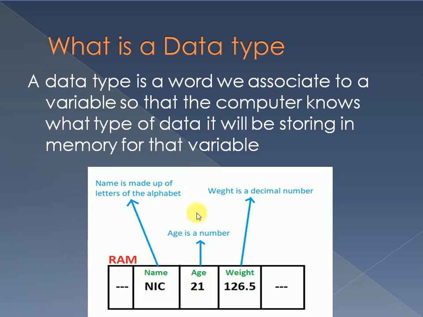In this picture below, you see that the name Nick is made up of the characters of the alphabet. Age, as you know, is usually counted as the number of years, and the variable weight can also be represented as a decimal number in pounds. It is therefore said that the variable name is of a different data type than age, and both name and age are of different data types than the variable weight.